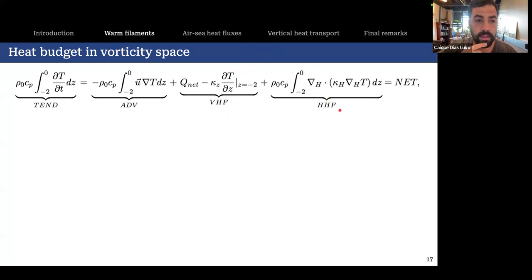We computed the heat budget offline. So when we sum all these terms, they're not exactly the same as a tendency because we're using 1 hour time steps instead of the actual time step of the model. So when we sum all these terms, we're going to call it the net.